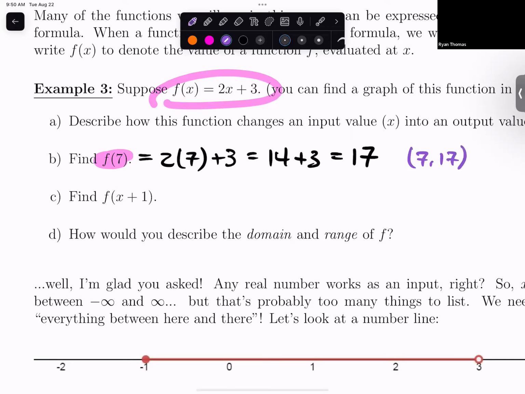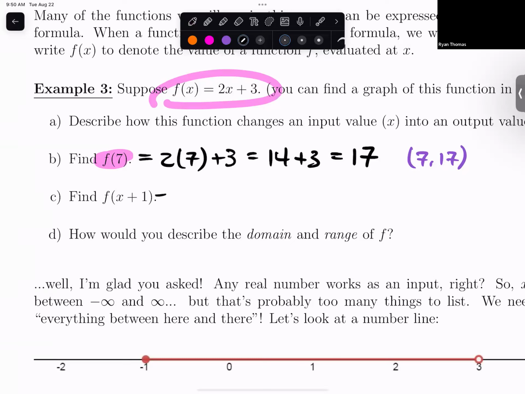7 comma 17, x then y, is an ordered pair where that function exists, where it lives. If we looked at a graph of it, it's a straight line, but one of the points it goes through is 7, 17. Right, that's what that means. That x goes with that y. And you can do that for any number that you want, right? Of course, 7 is just an example. There's nothing special about it. What about f of x plus 1?